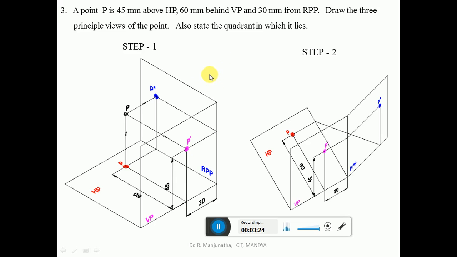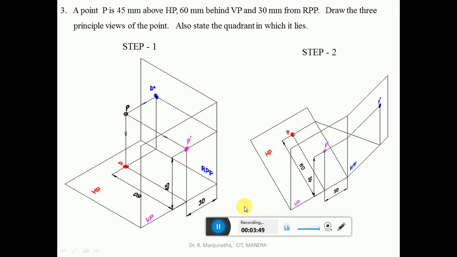When you look from the right side view, the plane is between the object and the observer. So we have to look from the right side view. When you look from the right side view, the point is behind RPP. Since it is behind VP, here it also should be behind RPP. So this should be the condition. Now we will analyze the problem.